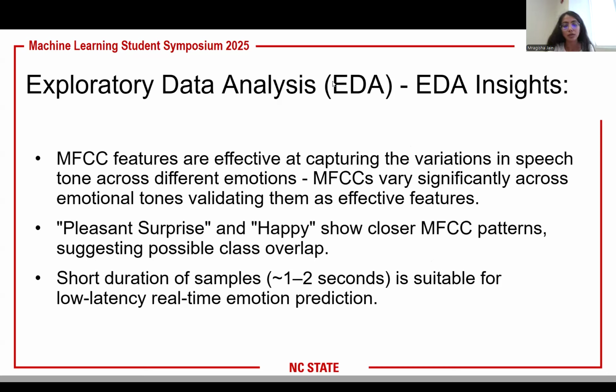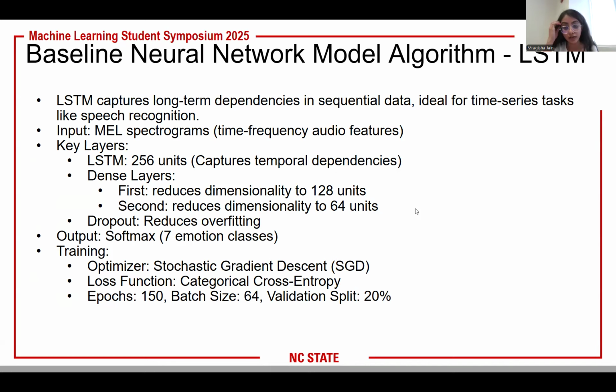The baseline neural network model that we implemented was LSTM, which is effective for sequential data like speech. We used an LSTM layer with 256 units to capture temporal dependencies, a dense layer to reduce the dimensionality, and dropout layers to prevent overfitting. We used a stochastic gradient descent optimizer here with 150 epochs and a batch size of 64.